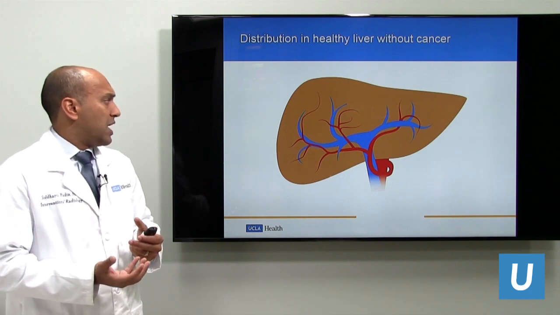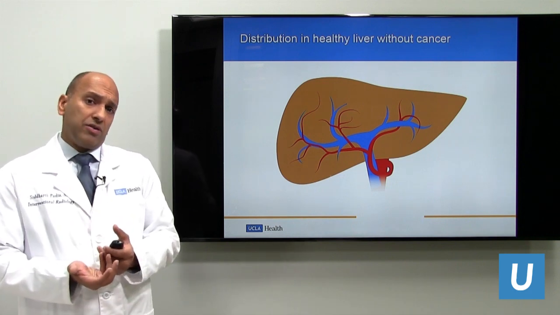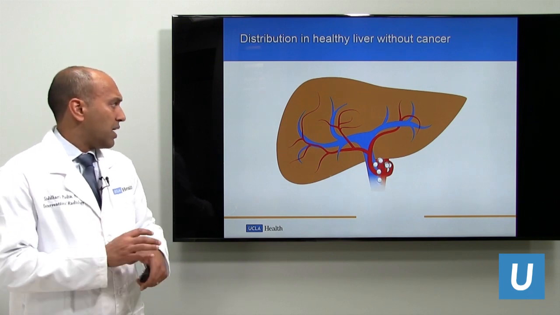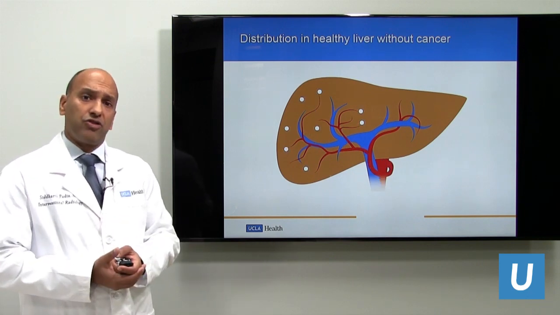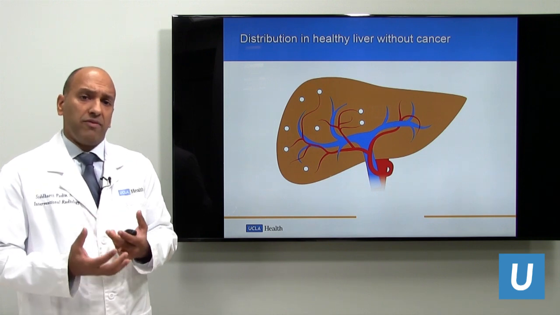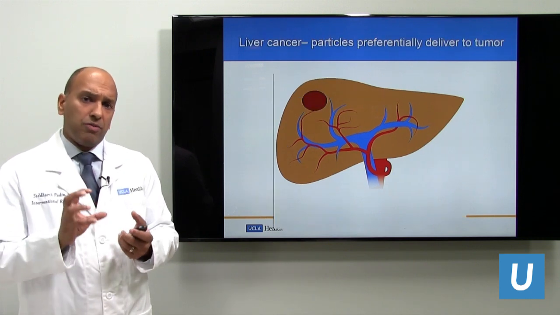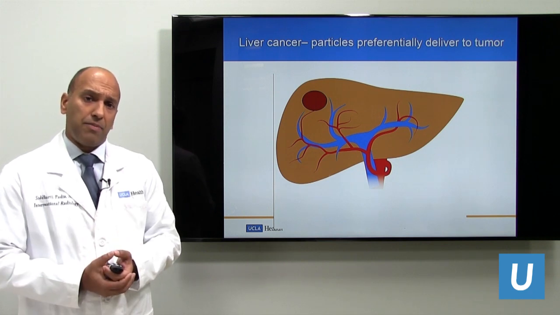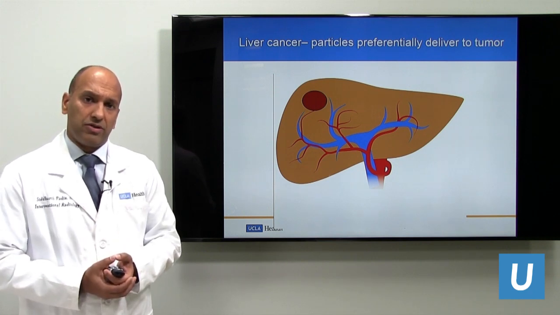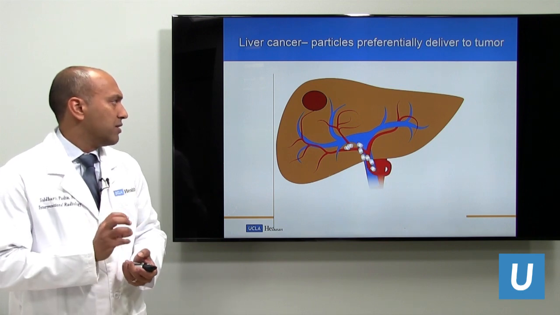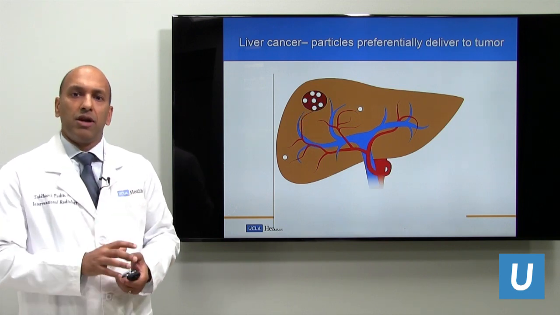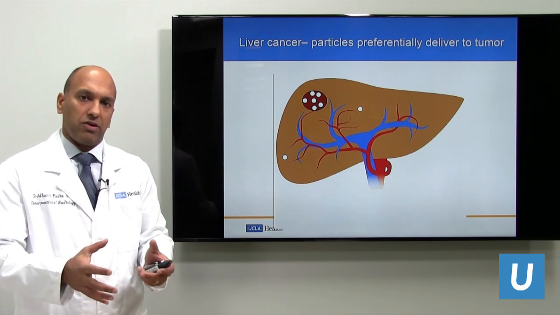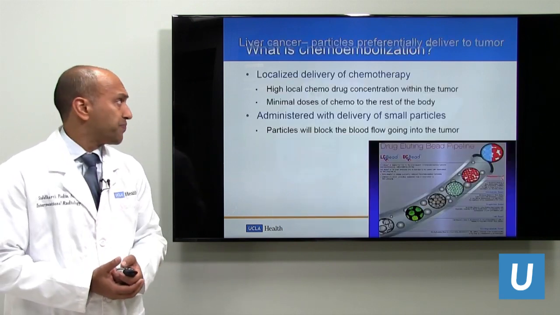Now, if we imagine that we are injecting a bunch of particles into the blood vessel going into the liver, it'll spread out throughout the liver in kind of an even distribution. What happens when we have a tumor in the liver, the tumor sucks up all the blood in the liver. And so when we inject particles in the blood vessel going into the liver, they preferentially seed into the tumor, and then there's less of these particles that deposit in the remainder of the normal, healthy liver.